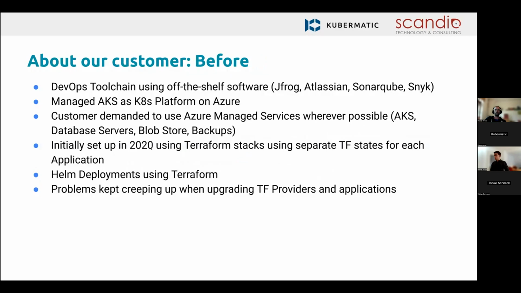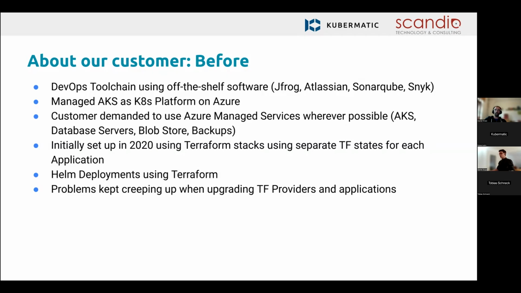We have a customer which wanted to remain anonymous for now. They're not doing any software development, so this is not their core business. They're doing manufacturing. Apart from other things, they have a DevOps tool chain. They're using off-the-shelf software like JFrog Artifactory and the JFrog platform, an Atlassian stack, SonarQube, and Snyk for code quality control. They're running on AKS, the managed Kubernetes platform of Azure.